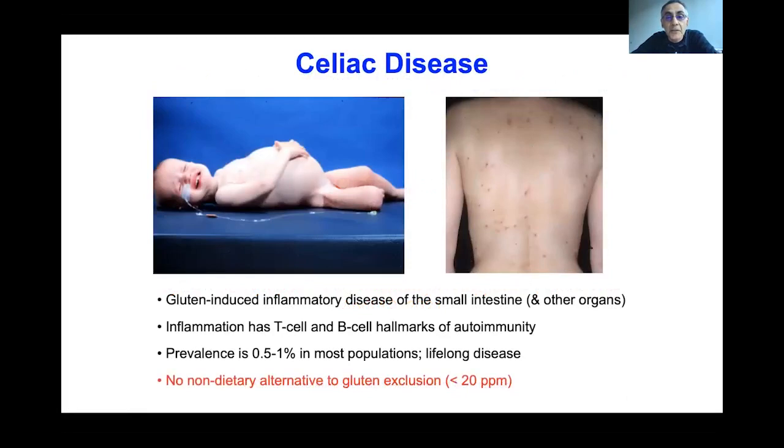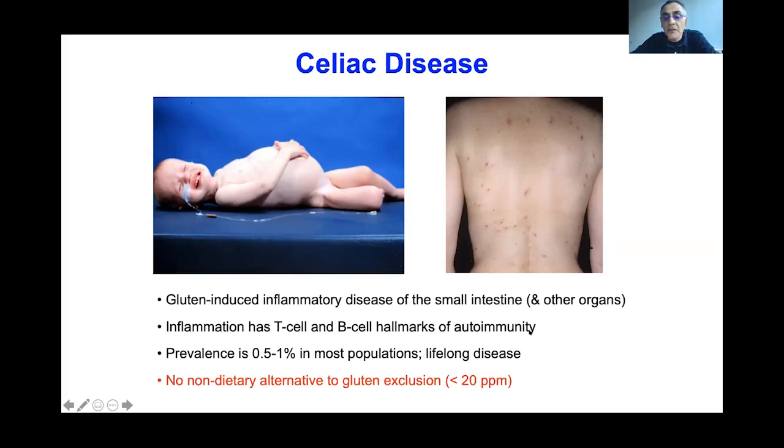Let me start by introducing to you what celiac disease is for the sake of bringing everybody on the same page. Most of you probably have heard about celiac disease. It's a gluten-induced inflammatory disease of the small bowel. It also affects other organs. So for example, what you see in the adult patient to the right is a pruritic rash, which is a very common manifestation of untreated celiac disease.